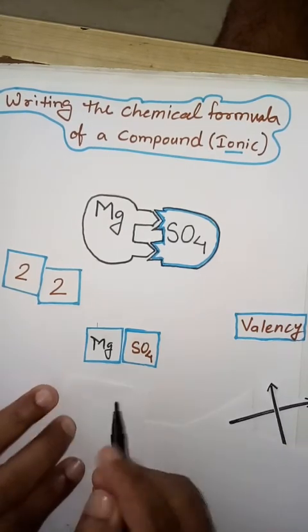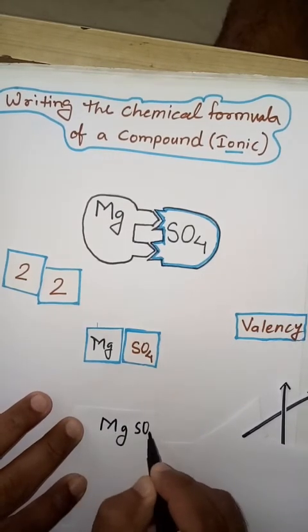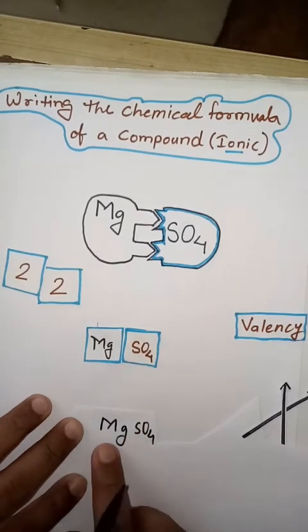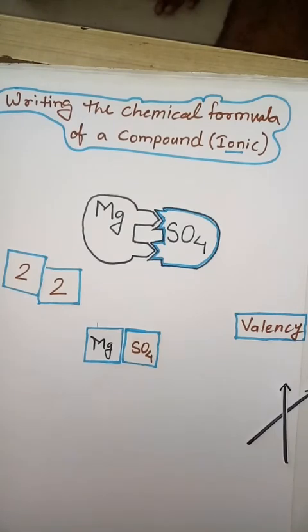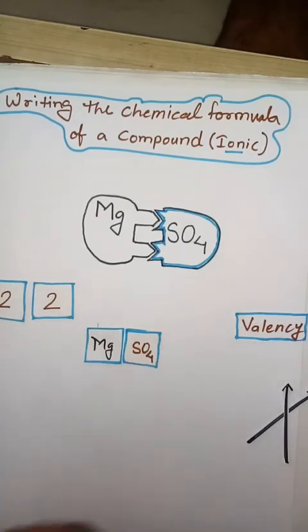So it looks this way, MgSO4. Magnesium 1, sulfate 1. You need just 1 and 1 to make magnesium sulfate. I hope you are getting clearer and understanding what is happening with these transformations and how to transfer and get the formula of magnesium sulfate.